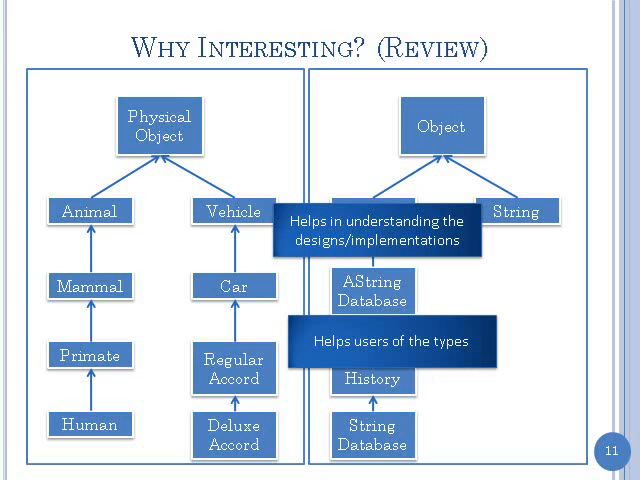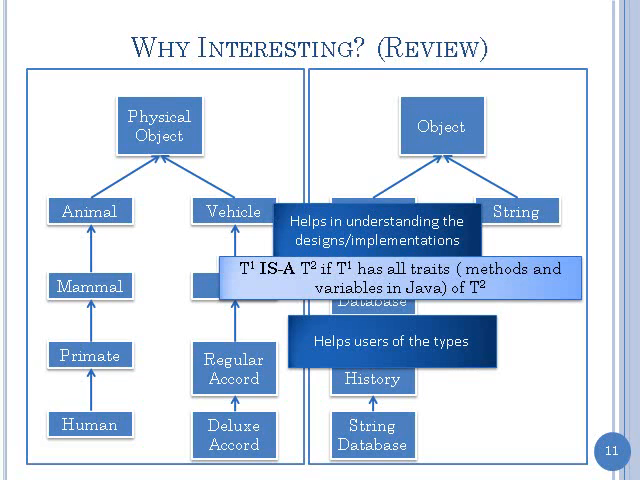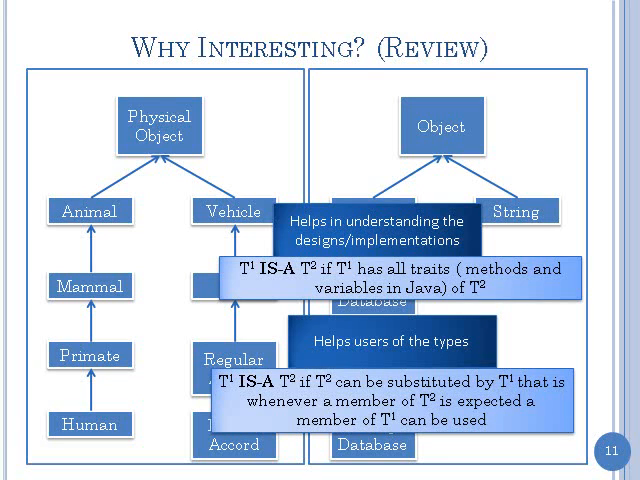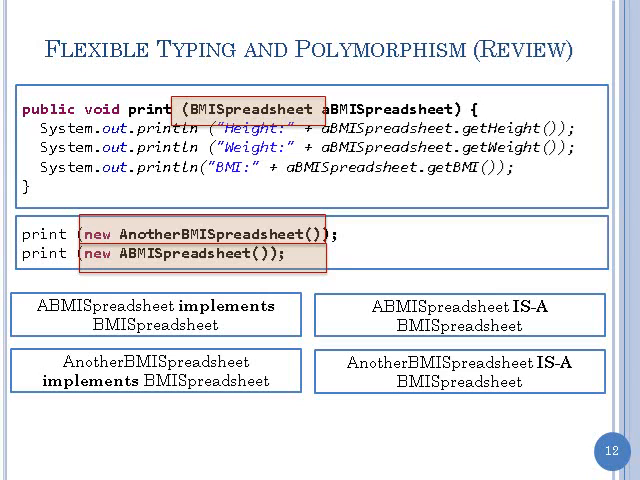And it also helps the users of the type. Here, the substitution rule comes in handy. You're not going to define the types that are involved in the hierarchy, but you're going to use them, and maybe you can substitute one type with another in your use. The example we gave was the print method. The print method is dealing with BMI spreadsheets. It's not itself in the BMI spreadsheet class. It's something we're defining separately.